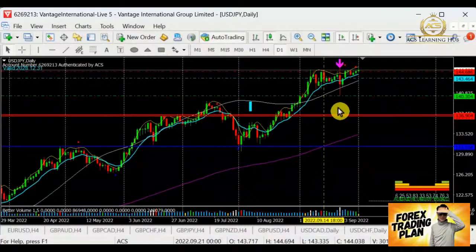At this point here, it's actually recovering back to the highs again. So for dollar yen, I'm going to stay away, whether to buy or to sell. I'm going to stay away for a while, because today is the first day of the week, so I'm going to observe further before I make any decision on the dollar yen.